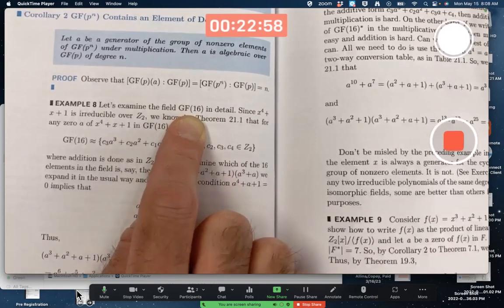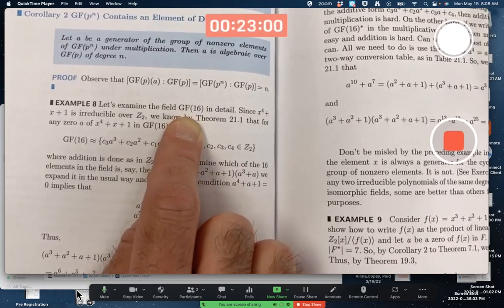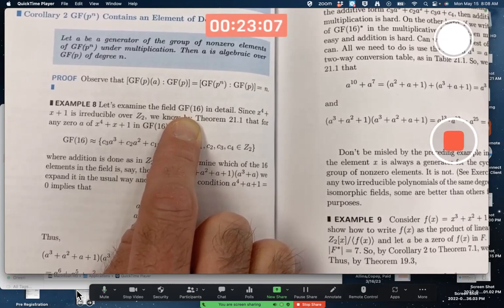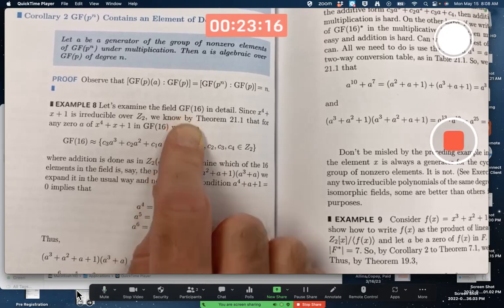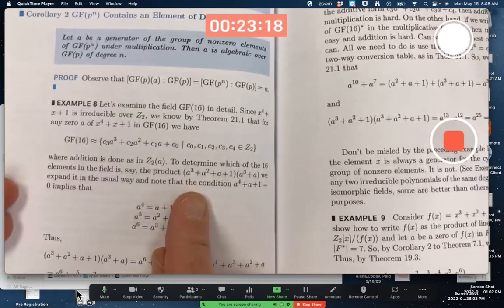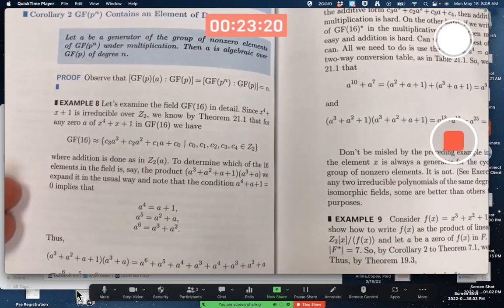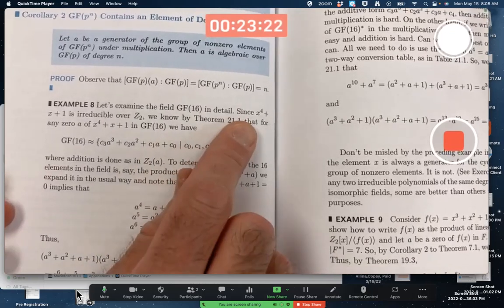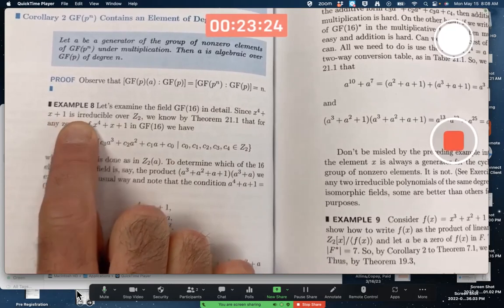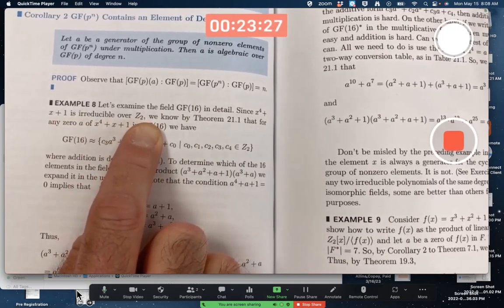But there is a field of order 16, and we call it GF16, Galois field of order 16, though the way it's represented could be different. Technically, you could call them different fields, but they're isomorphic, so we don't. Here, in this example, this is one way to construct GF16. This polynomial, x to the 4th plus x plus 1, is irreducible over Z2. Why? Well, it doesn't have any roots in Z2 for one thing.